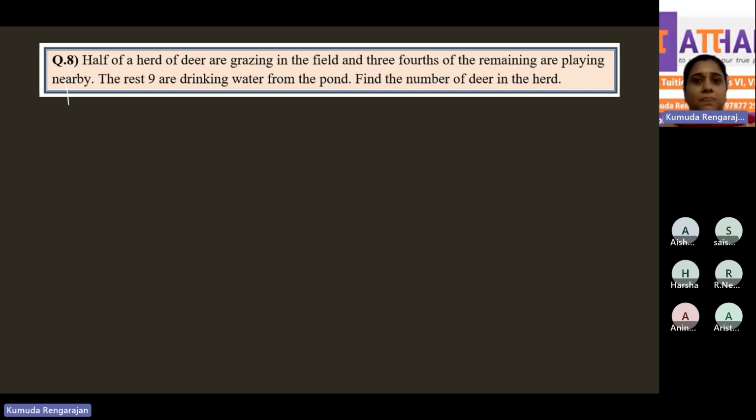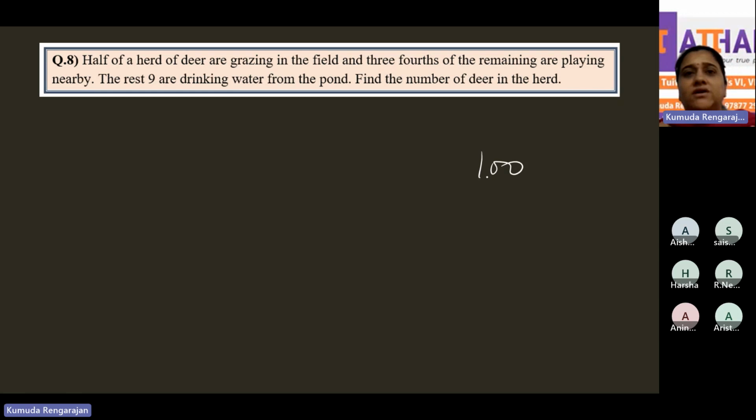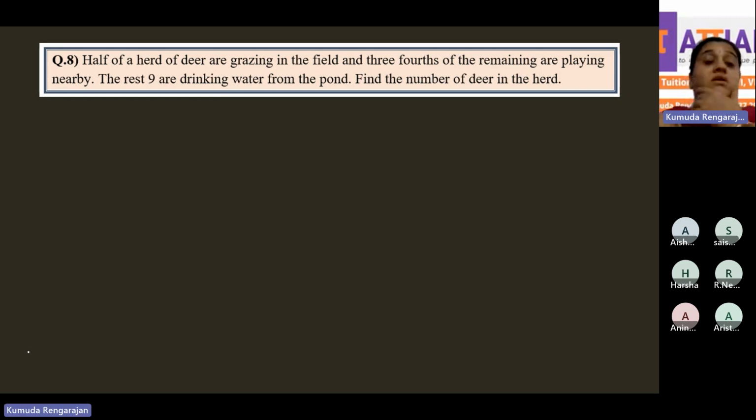Half of the herd. Herd is a collective noun, so there are many. Supposing there were 100 in number, half of them means half of 100, which is 50. Half of a herd of deer are grazing in the field, and 3/4 of the remaining are playing nearby. The rest, 9, are drinking water from the pond. Find the number of deer in the herd.